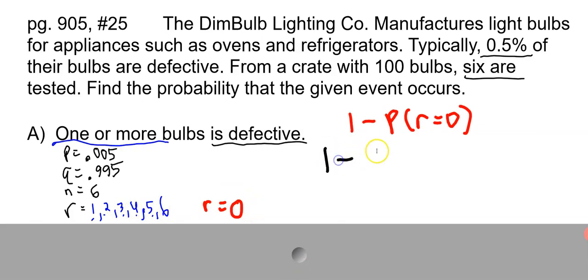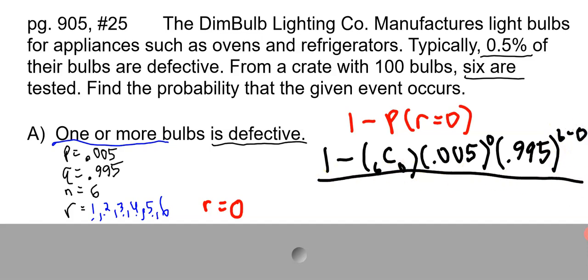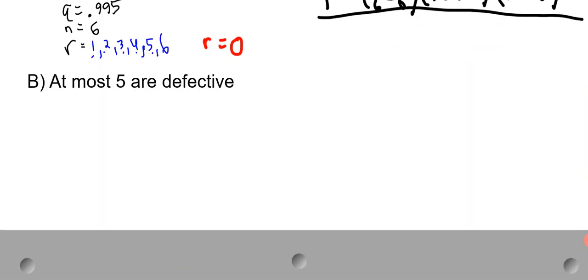So 1 minus, then you would just use nCr, what is it? nCr, so 6 choose 0 times P, which is 0.005 to the R, which is 0, times 0.995 to the N minus R, which is 6 minus 0. So if you type that in your calculator, you'll get the right answer. It's just a lot faster. Let's look at one more to make sure we know what we're talking about here.